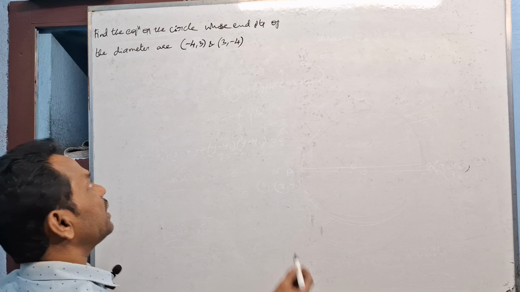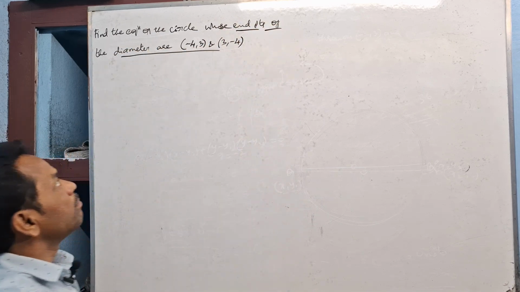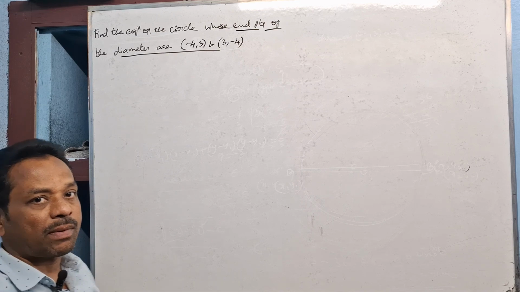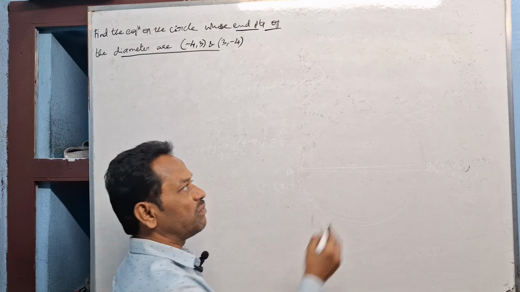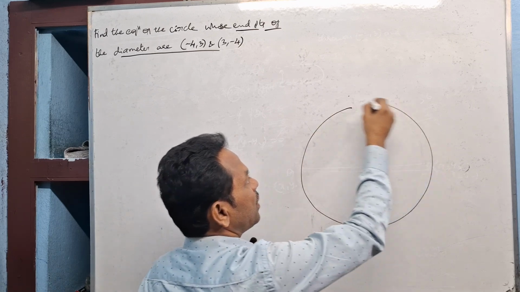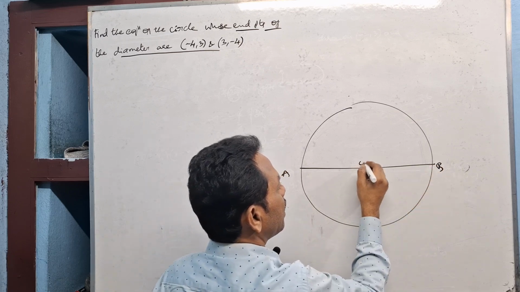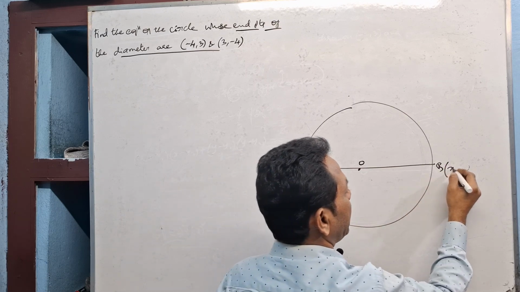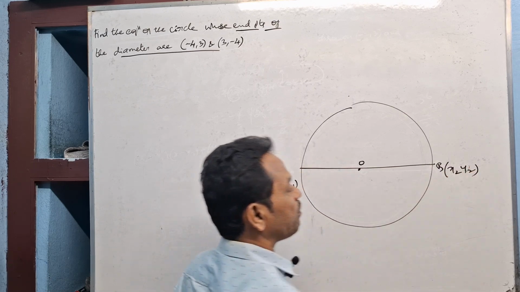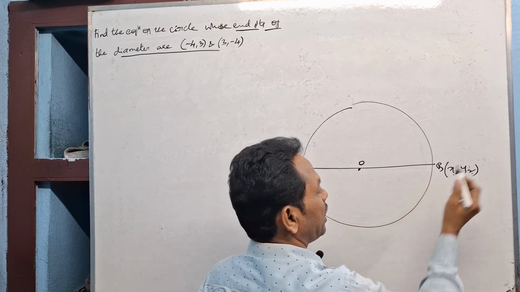Bachcho, in this question, given that end points of the diameter of the circle are minus 4 comma 3 and 3 comma minus 4, and we need the equation of the circle. Bachcho, make a note of this. Suppose if we have a diameter AB and the point A is x1 y1 and point B is x2 y2. The end points of the diameter are x1 y1 and x2 y2.